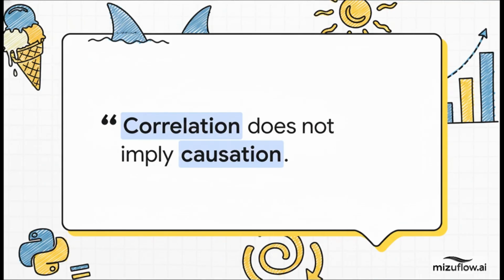And that brings us to what might be the single most important rule in all of statistics. Just because two things move together, like ice cream sales and shark attacks both go up in the summer, it doesn't mean one is causing the other. There's almost always a hidden factor, like the hot weather, that's driving both. You can never, ever forget this rule.